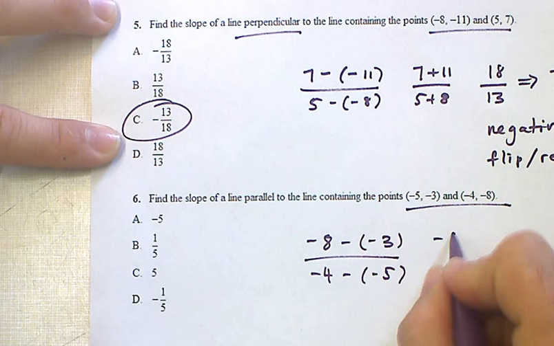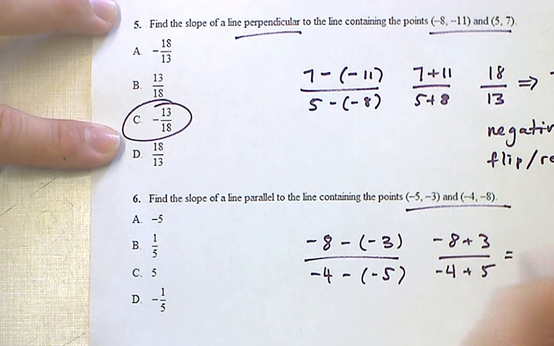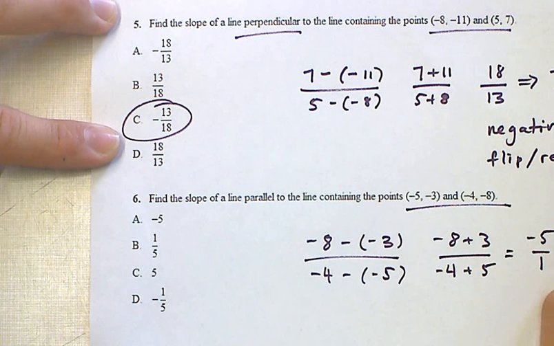-8 plus 3. This is good practice with finding slope. -5 over 1, which is also -5.